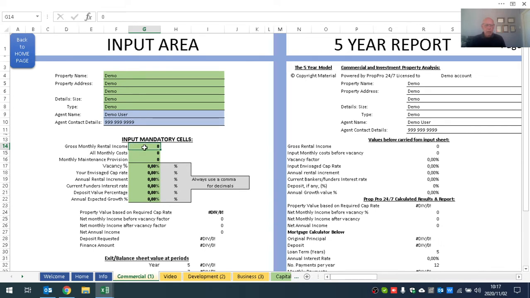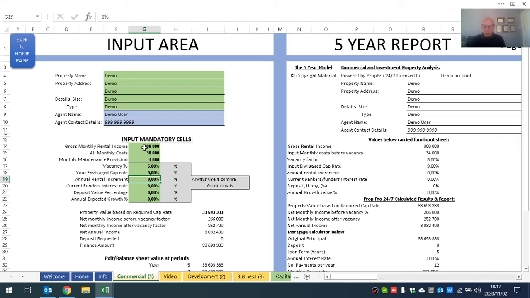In our input area, you'll see gross monthly rental income. Let's assess at 300,000. All monthly costs, 30,000. Monthly maintenance provision, let's choose 4,000. Vacancy percentage, let's go at 5%. Your envisaged cap rate, we can start off with 9%.